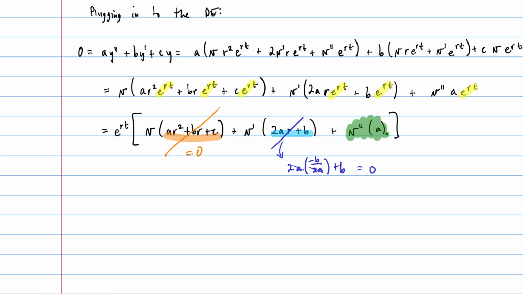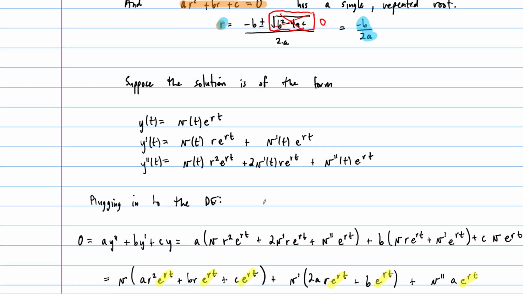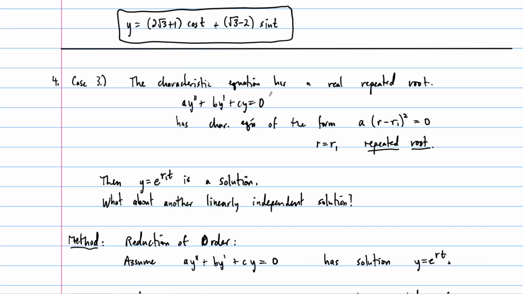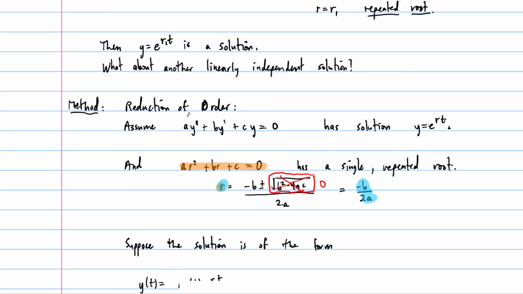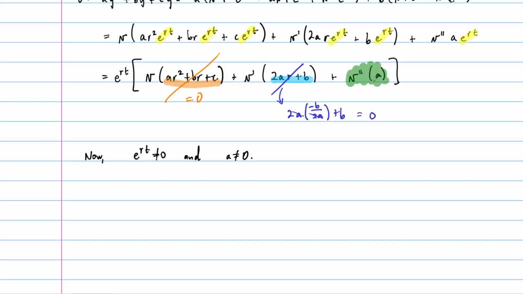So v double prime times a has to equal 0, times e to the rt, but e to the rt can never be 0. So now we've reduced this. e to the rt is not 0, and similarly, a is not 0. That was assumed at the very beginning of this whole lecture. a can't be 0 for this to be a second order equation. And so that means v double prime must be 0. How do we solve for v if we know v double prime is 0? Well, we just integrate twice.